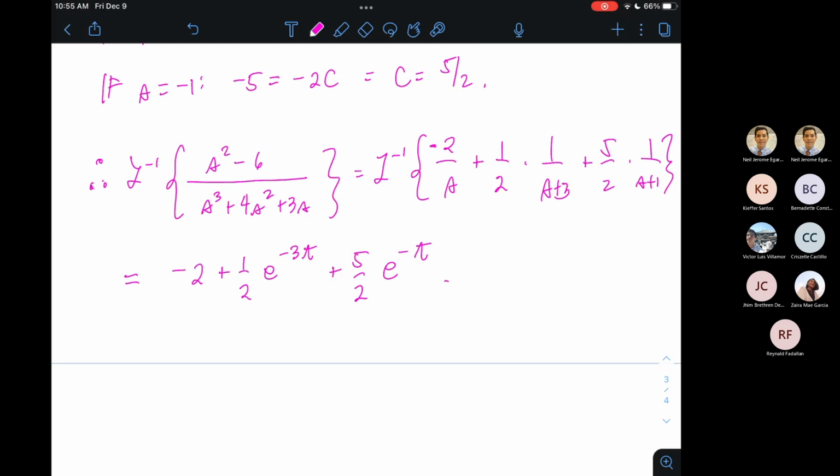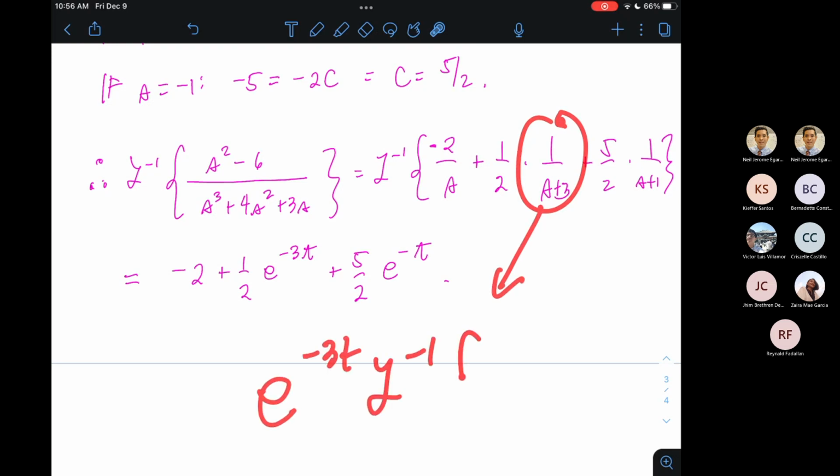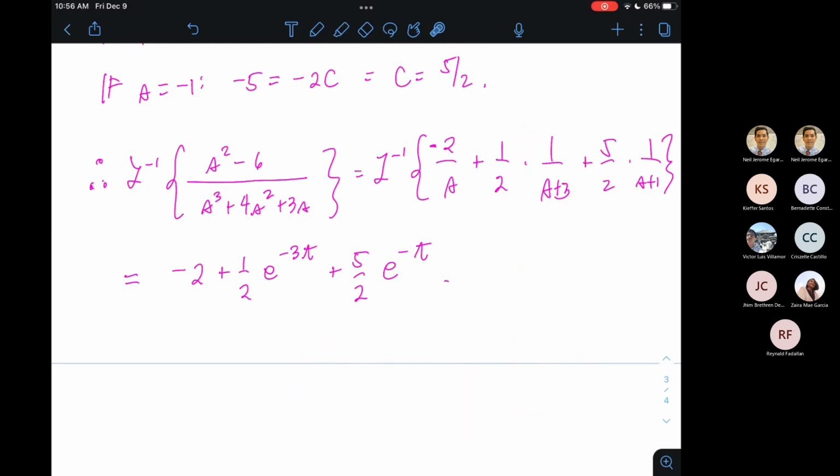Okay. Or you could have done exponential shift here. That's fine. So it becomes e to the -3t times the inverse Laplace transform of 1 over s. But the inverse Laplace transform of 1 over s is the constant one. So you'll get the same thing. So that's the inverse Laplace transform.